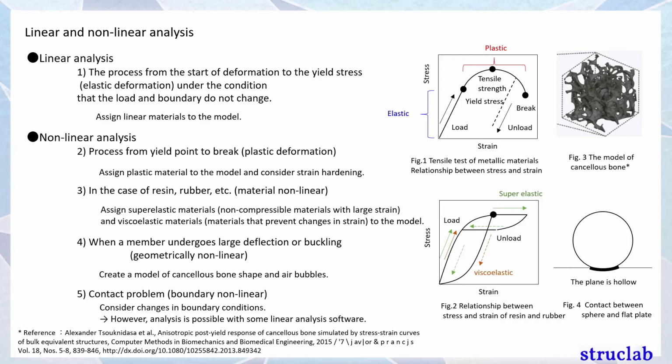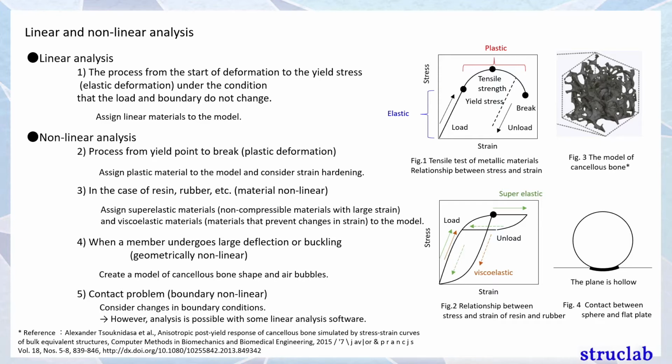Meanwhile, when the load is removed in the plastic region, the permanent strain remains by following the dotted line diagonally to the lower left. The area from the yield stress to the point at which the material breaks is called the plastic region. For the elastic region, stress and displacement can be analyzed by linear analysis. But for the plastic region, strain hardening must be considered by nonlinear analysis.